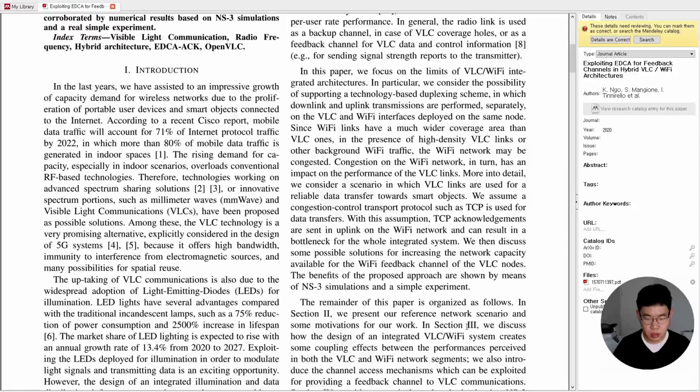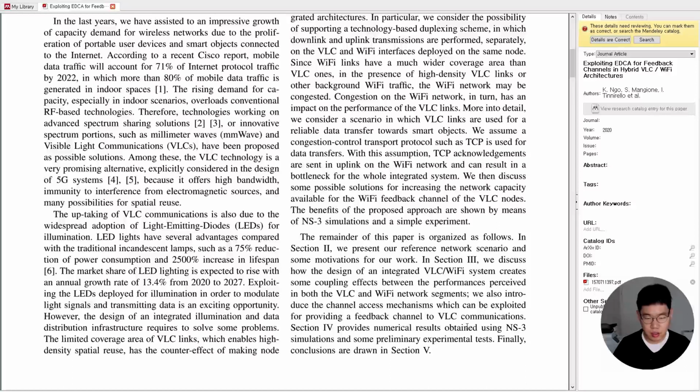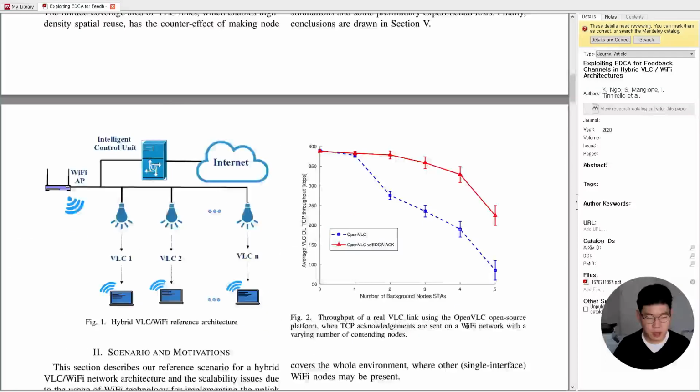We also introduce the channel access mechanisms which can be exploited for providing feedback channels to VLC communications. Section 4 provides numerical results obtained using NS3 simulations and some preliminary experimental tests. Finally, conclusions are drawn in section 5.